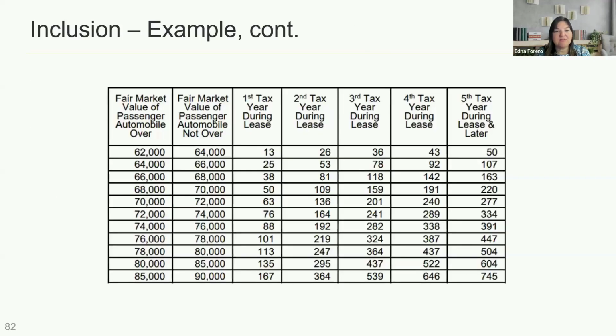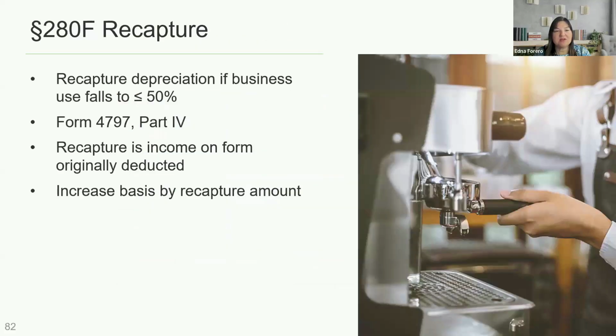Here's an example of the table itself. You'll see there the range of 62,000 to 64,000, all the way down to 85,000 to 90,000. So 167 is the value that we took from there and then reduced. All right, there's a couple more examples in the book for you as well. But moving right along, we're going to cover any recapture scenarios.